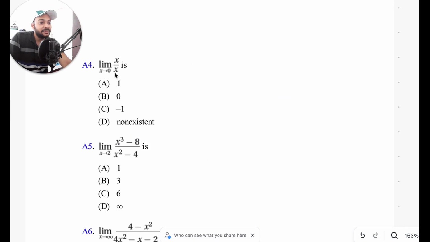Okay, A4. Limit of x over x when x tends to 0. The expression is x over x, so it looks independent of x. But if we place x as 0 in the denominator, it won't be possible. It'll turn the expression into an undefined one. So let's see how to do this one. For all non-zero x, x over x will be equal to 1, except for just one point where x is equal to 0.